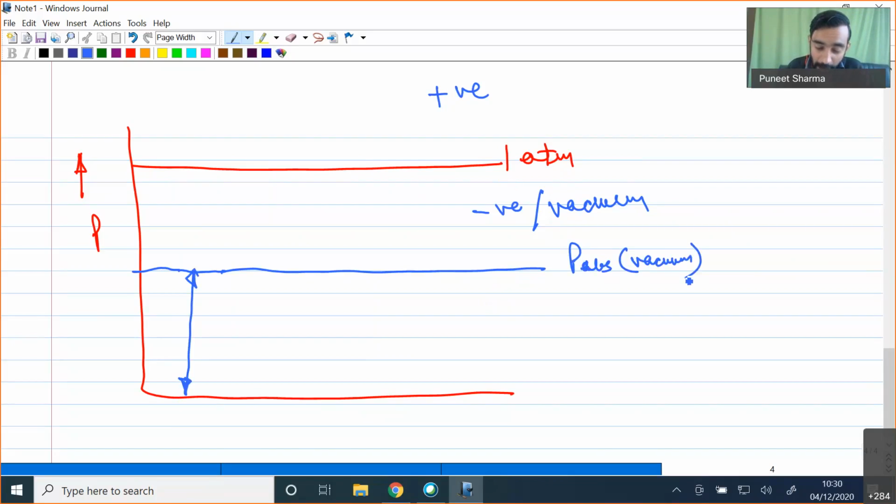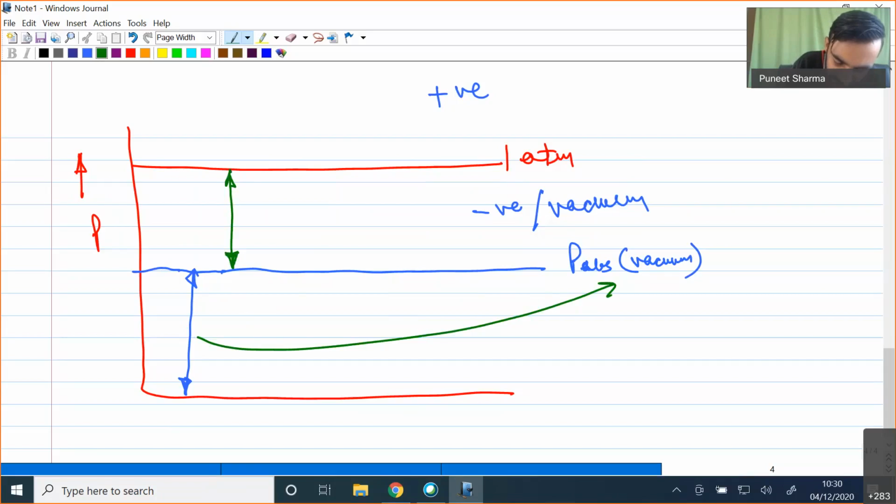Now if I measure the same value with reference to the 1 atmospheric condition, I will find the measurement in the negative direction. Whatever I have represented over here is my absolute value in vacuum, and this green line is my gauge pressure, because now my reference point is 1 atmosphere. I am going from 1 atmosphere in the negative direction, so this will be a negative pressure and it will be my gauge pressure.